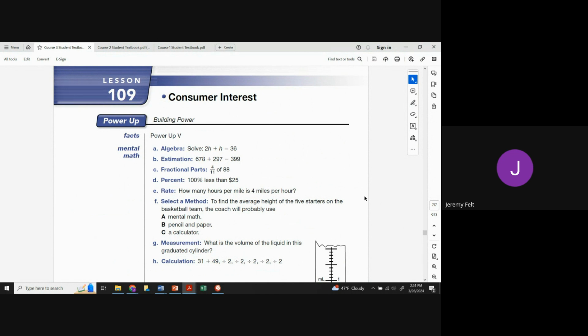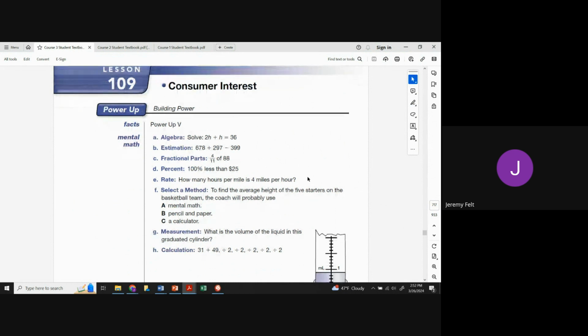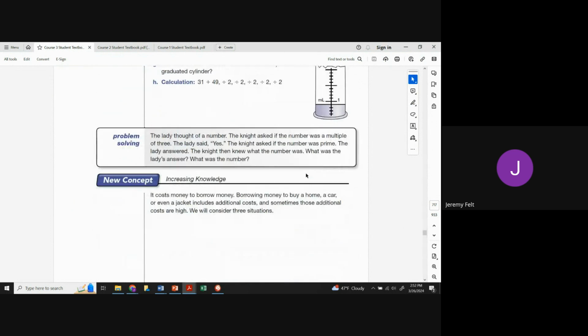All right, lesson 109, we're looking at consumer interest. So interest we've talked a little bit about. We know if it's something we have to pay back, an auto loan or a home loan or something like that, we want lower interest. When it's our money that we're investing or saving, we want higher interest. That means our money is going to grow faster.